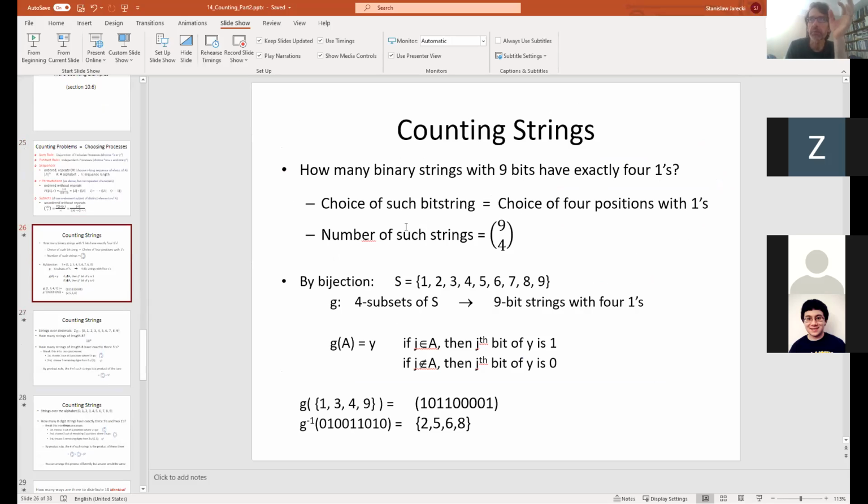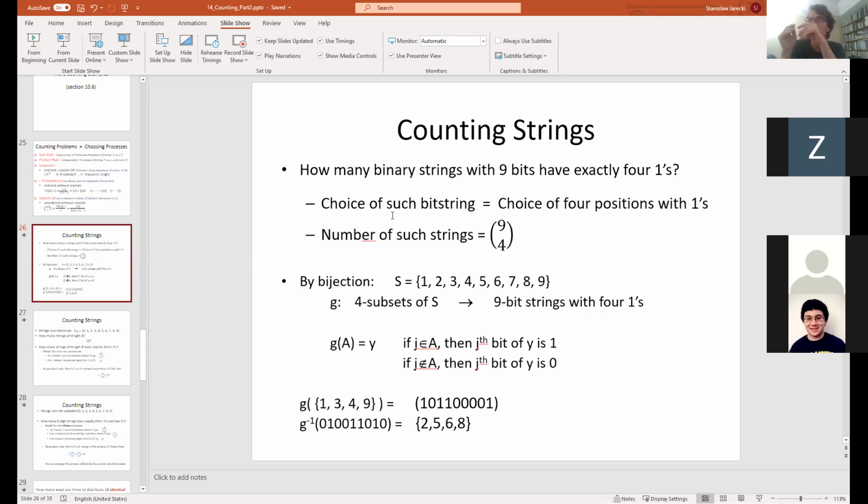Well, you can count them in different ways, but here is a convenient way. Choice of such a string means just choosing 4 positions among the 9 where ones would go. You have to choose 4 positions because the string has to have 4 ones. And you cannot repeat. It makes no sense to choose the same position twice. Also, the order doesn't matter. It doesn't matter in what order you take these positions.